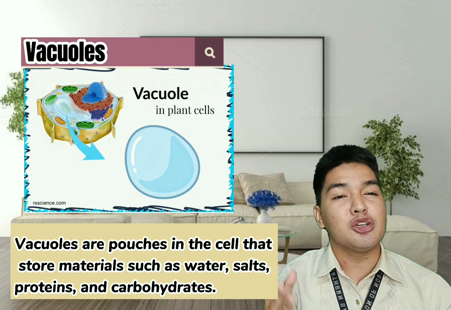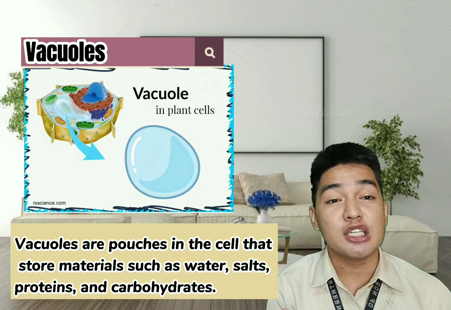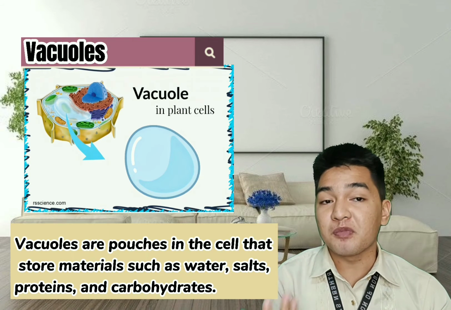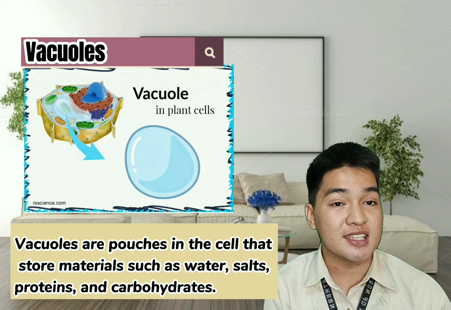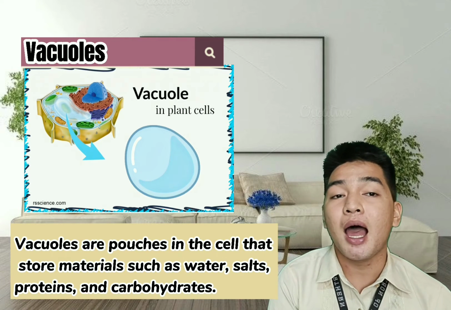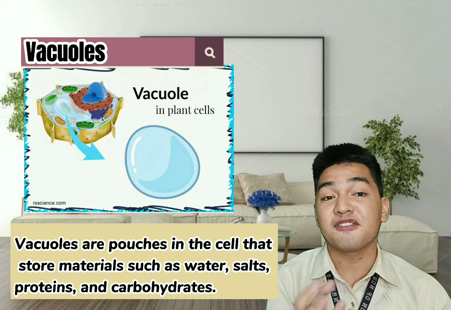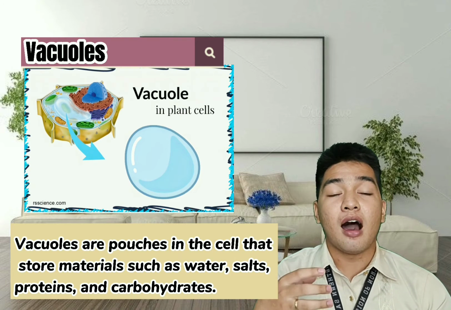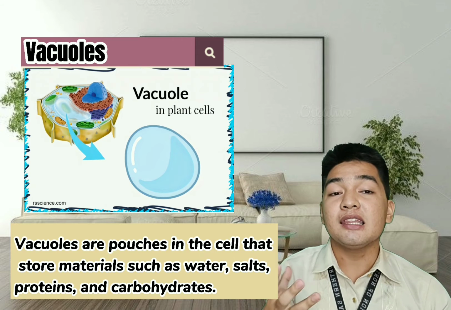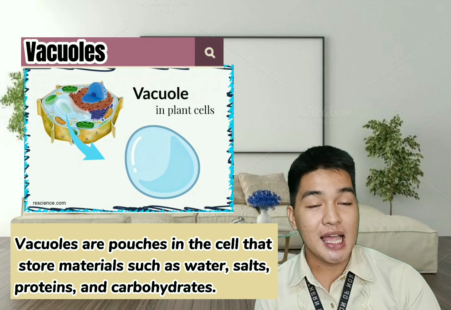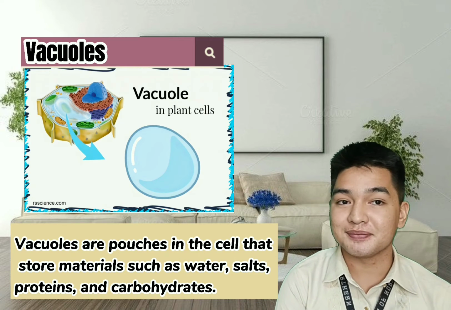Another is sa plant cell, yung vacuole nila usually contains water kasi yun yung kailangan ng plants para sa process ng photosynthesis. While yung in-store naman ng vacuole na nasa animal cell usually contains foods, carbohydrates, and other nutrients that is needed ng mga animals. So yun yung pagkakaiba ng vacuole ng animal at saka plant cell.